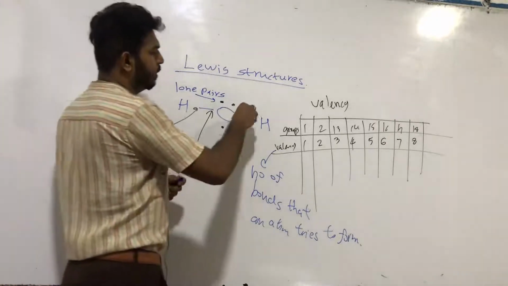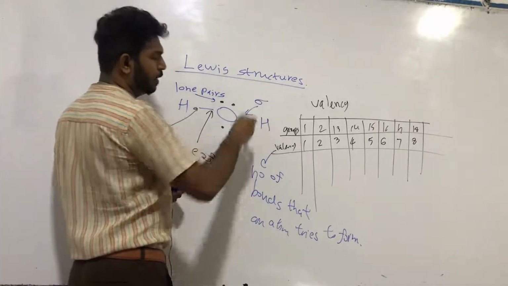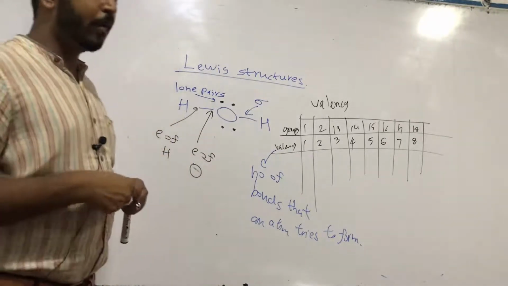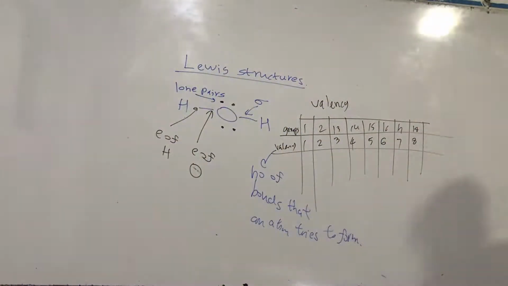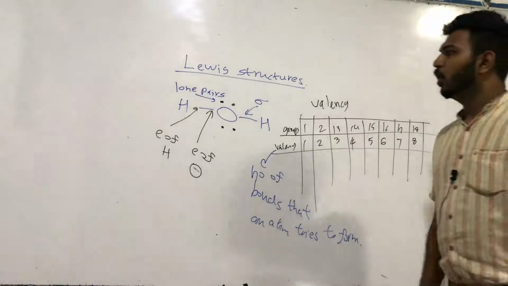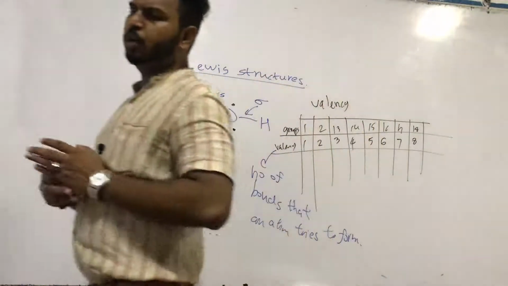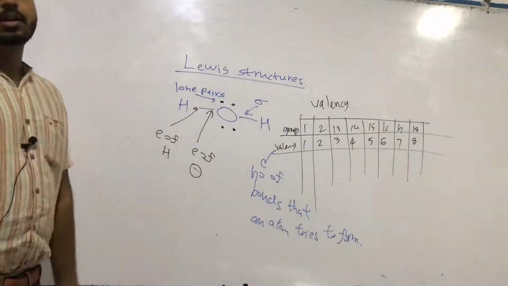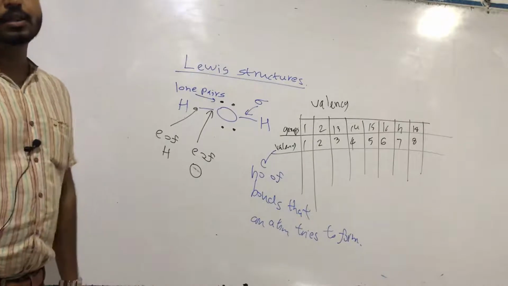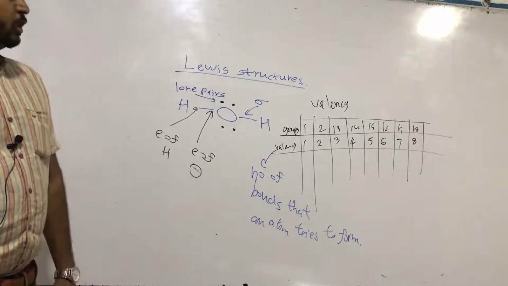And this single bond is a sigma bond. I think you remember that covalent bonds are named as sigma bonds or pi bonds. So this is a sigma bond. Now I think you have an idea how to draw a Lewis structure. Let's draw many Lewis structures.